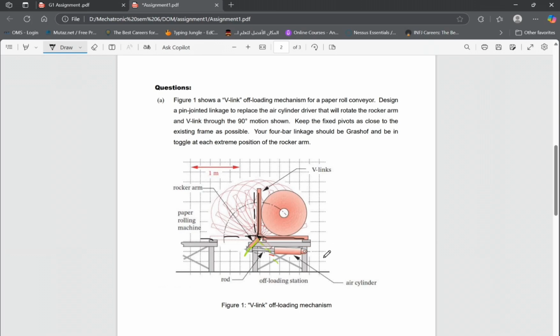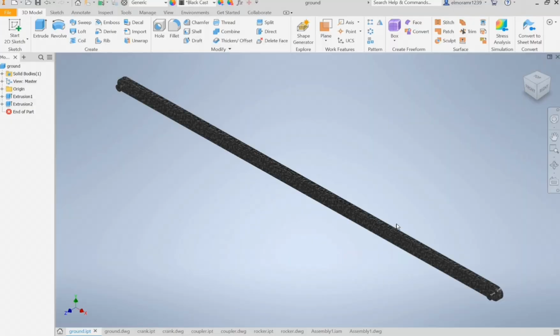In my design, I replaced this air cylinder with a crank, so it will complete a full revolution to move this rocker. So the overall mechanism will be a crank rocker mechanism. Okay, I started the design by designing the parts.